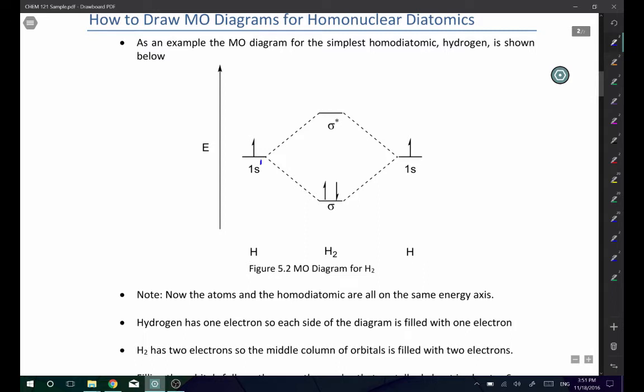Now this is a completed molecular orbital diagram, and the way it's structured is you always fill in the left-hand side first and then the right-hand side, and the last is what goes in the center. The center is your molecular orbitals. And we can see that a 1s and a 1s combine to give you what is known as a sigma orbital. And this is a bonding orbital.